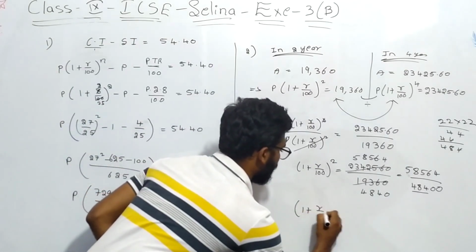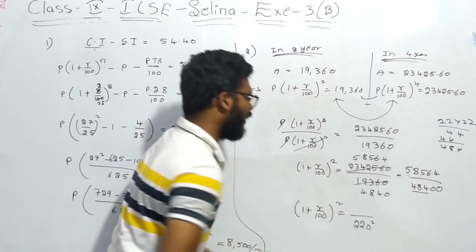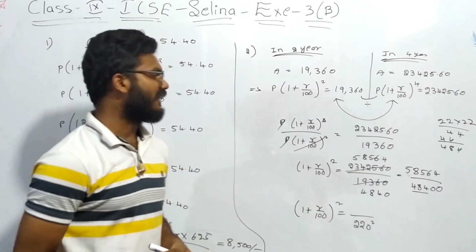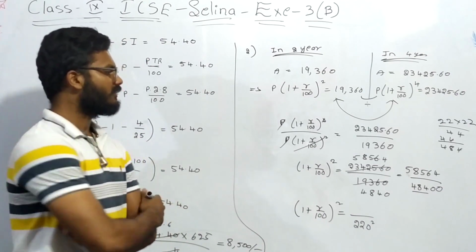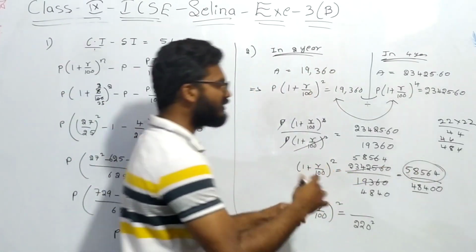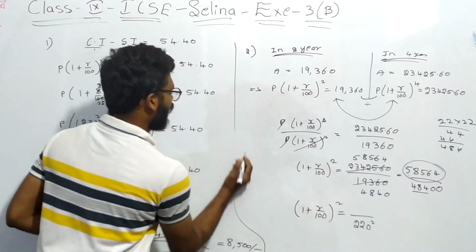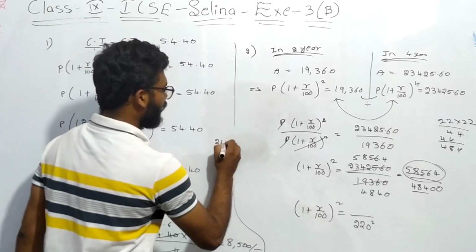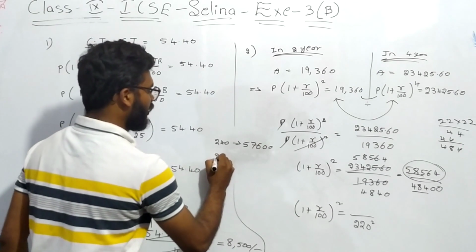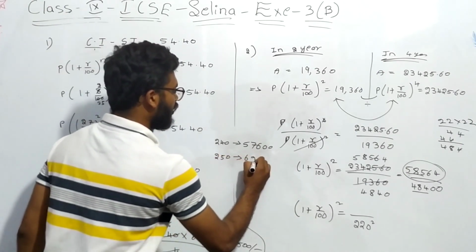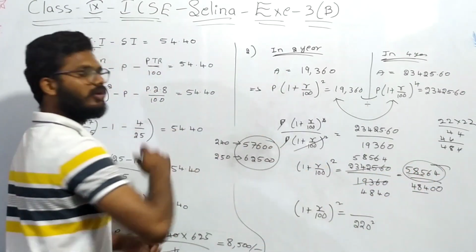So see here, (1 plus R by 100) whole square is equal to this, and the denominator is 220 square. We have to find which number's square is 58,564. See how to find its square root easily. See the two numbers nearer to 58,560 which are perfect squares. We know 240 square, how much is it? 24 squared is 576, two zeros, so 576 double 0 is 240 square, and 250 square is how much? 62500.